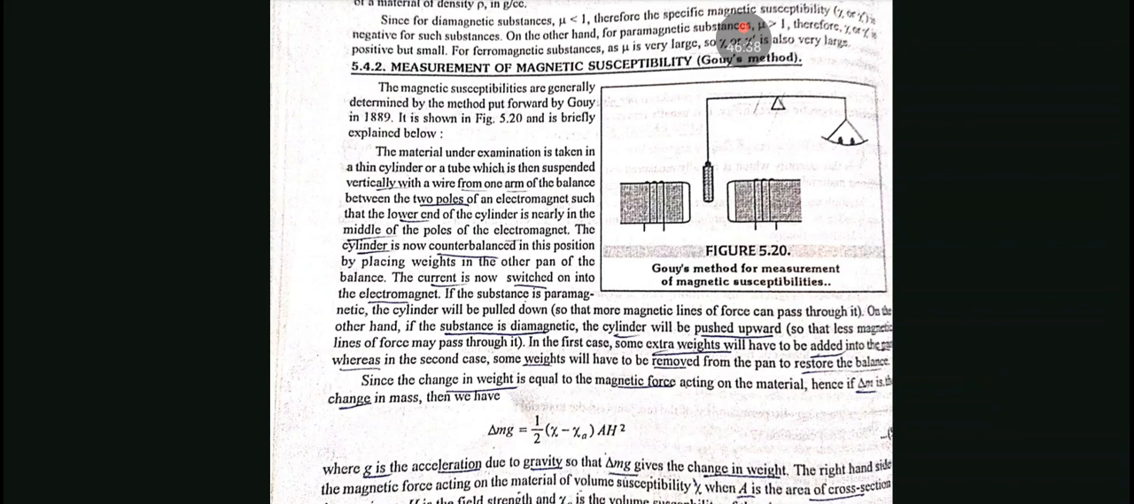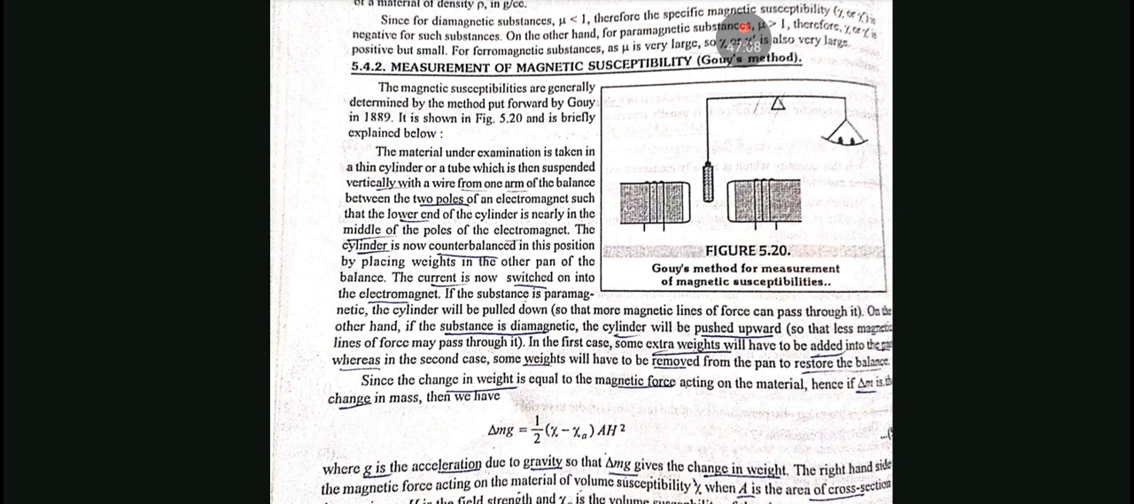It is briefly explained below. The material under examination is taken in a thin cylindrical tube, which is suspended vertically with a wire from one arm of a balance between the two poles of an electromagnet, such that the lower end of the cylinder is nearly in the middle of the poles of the electromagnet. The cylinder is now counterbalanced in this position by placing weights in the other pan of the balance.